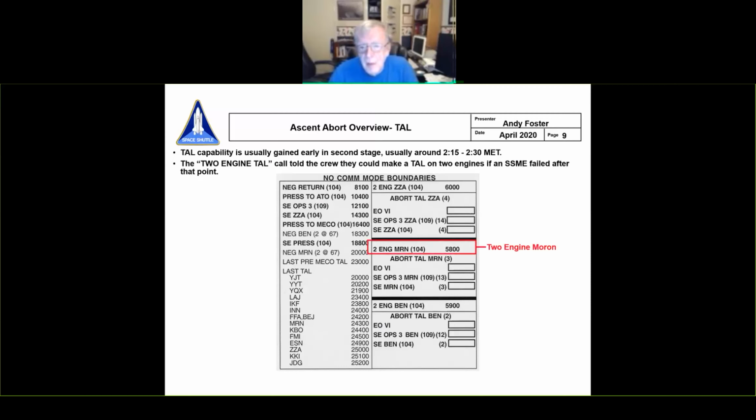And when the call would go up to the crew, it would be 2 engines, for instance Morón, Istres. In other words, it would be 2 engine and then the name of the TAL site. And if you look at the 2-engine Zaragoza call up here, it's saying at 6,000 feet per second inertial velocity, anything past that point, you have TAL capability.